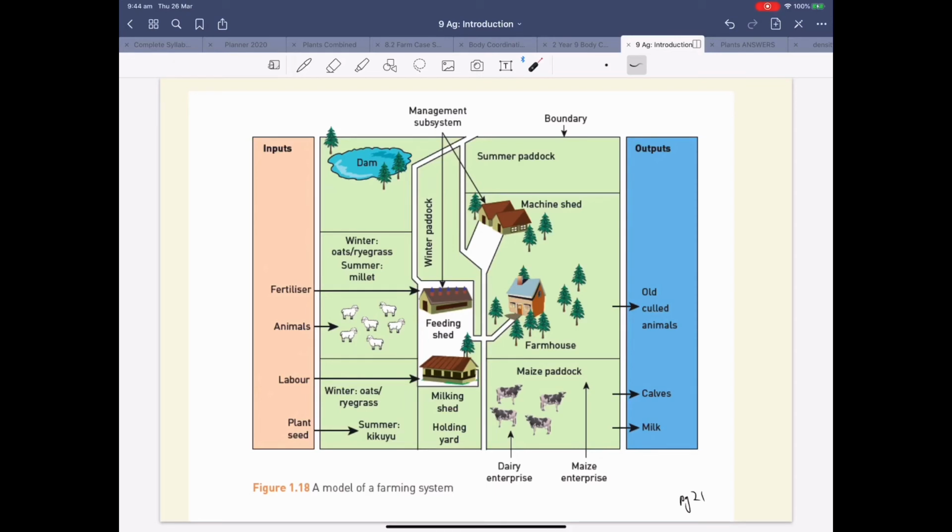So we have inputs, processes, outputs. I hope that makes sense.